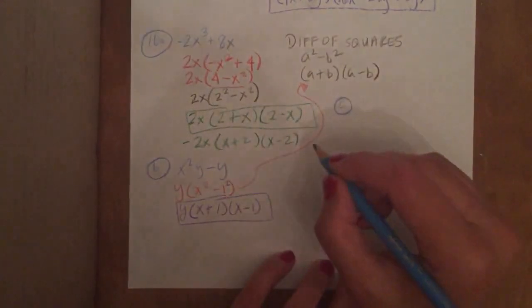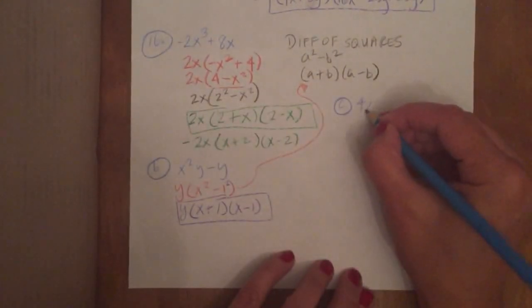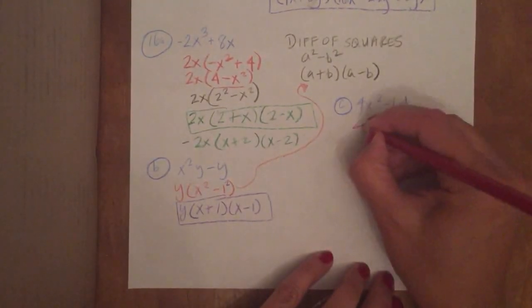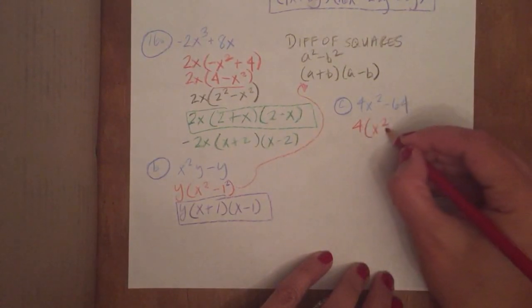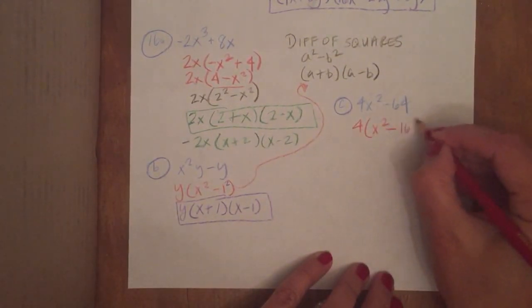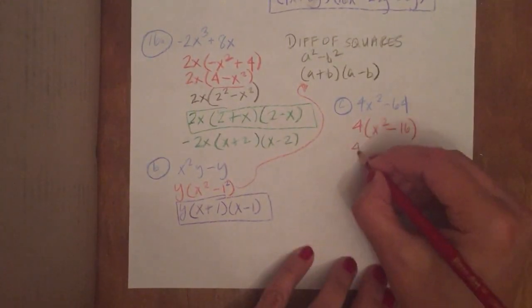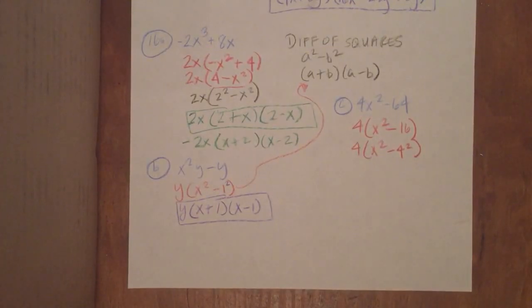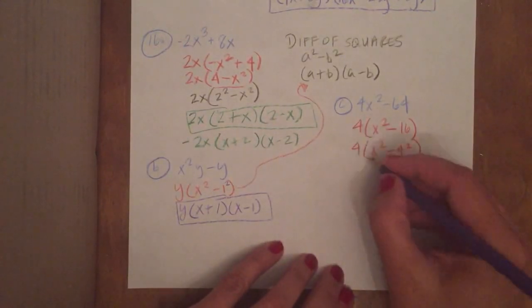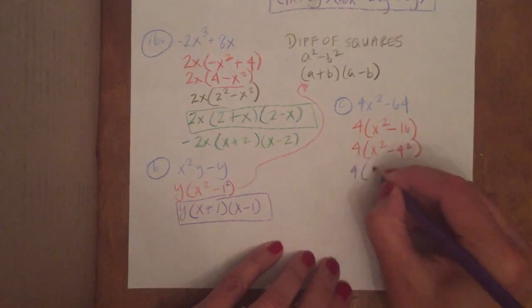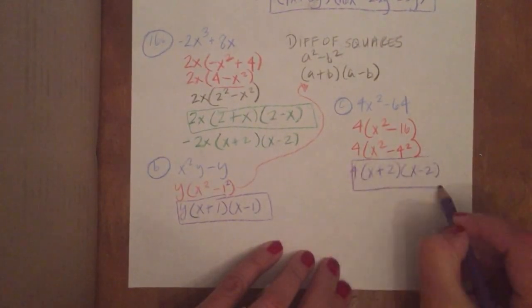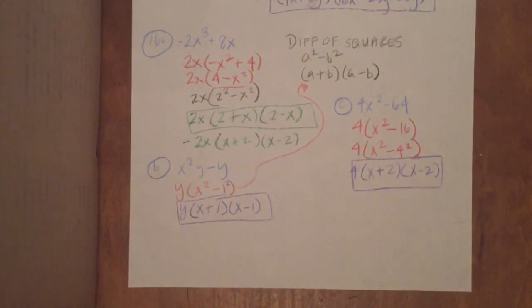So let's do C. C is 4x squared minus 64. So let's look at the GCF. I can factor out a 4, and that leaves me with x squared minus 16. Well, remember, x squared minus 16 is the same thing as x squared minus 4 squared. What is that? Once again, it's a difference of 2 squares because it's a difference. So I'm going to have 4, and I'm going to have x plus 2 times x minus 2. And that is going to be my answer. And that's how you do number 16 using greatest common factor and difference of squares.